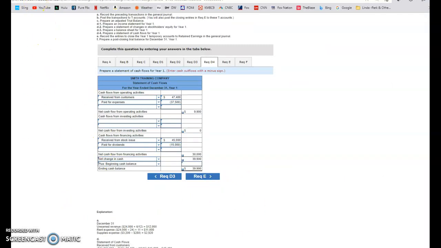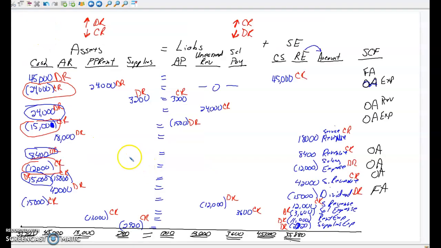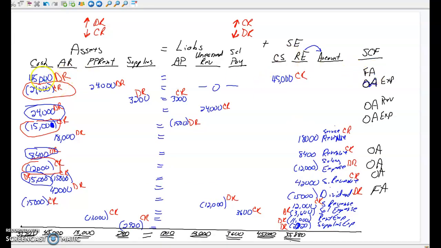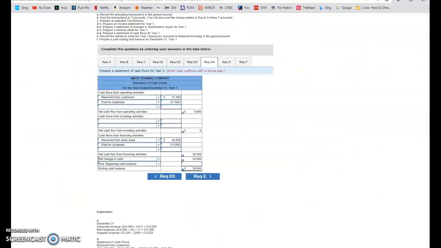Hang on a minute. Okay, I think I caught my mistake. 24,000, 1,500, 24,000. Oh, excuse me. Cash going out. 24,000 cash out. This is a 1,500, and then this is a 12,000. And then those will total to this 37.5. Okay, and then I'll have net cash from operating. And then the only other one we had was this 45,000 financing for issuing stock.